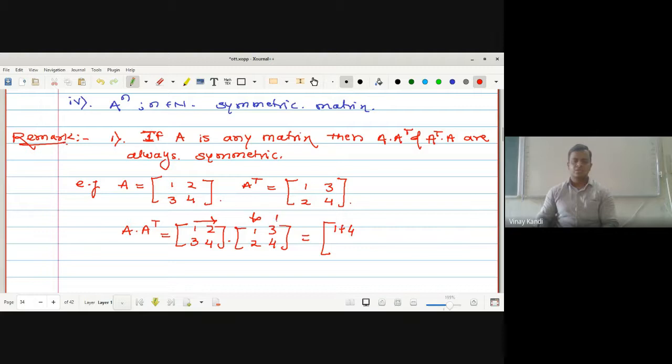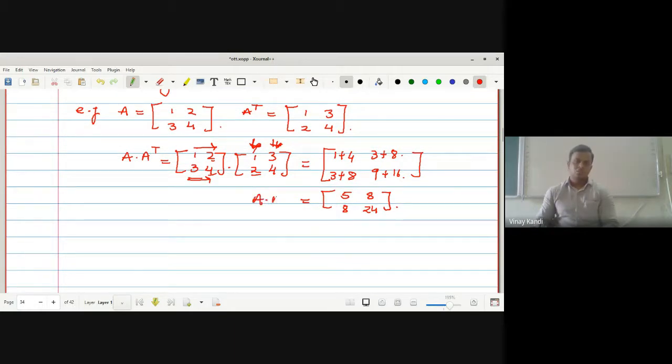Now first row with second column: 1 into 3 is 3, 2 into 4 is 8, so 11. Now second row with first column: 3 into 1, 3, 4 into 2, 8, so 11. Now second row with second column: 3 into 3, 9, 4 into 4, 16, which is 25. Okay, now this is the product of what?